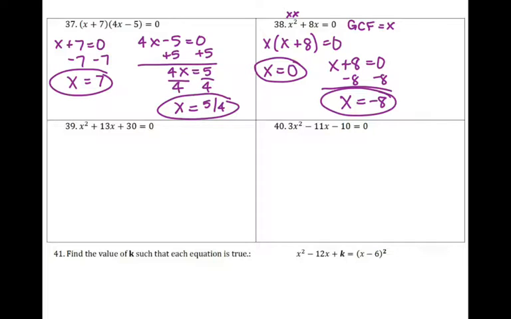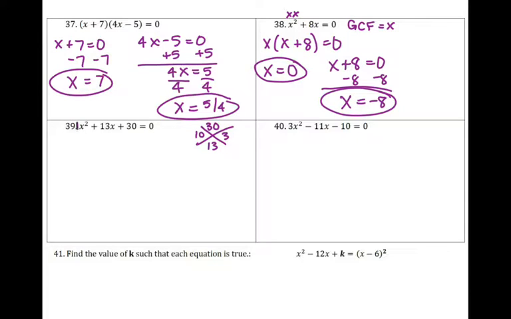For number 39, it is a trinomial. I instinctively start by trying to factor, because usually factoring is the easiest route to take if you're good with your factors. I'm trying to find two numbers that multiply to 30 and add to 13. That is 10 and 3.